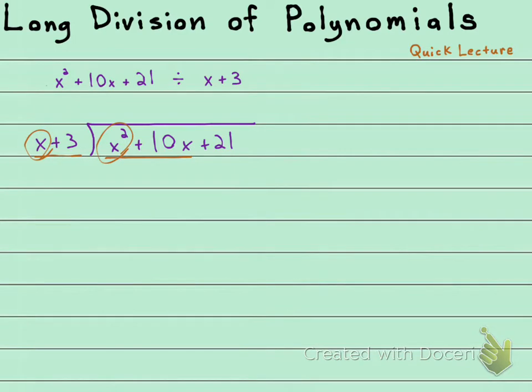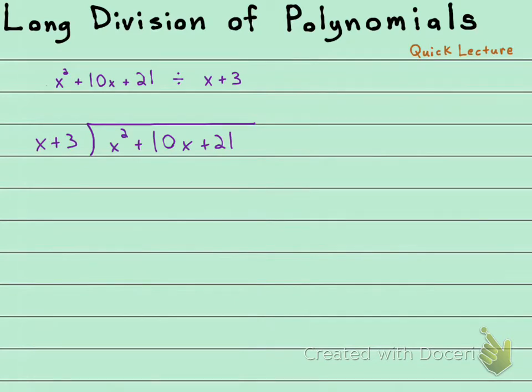x. But the way that I like to think about division is by saying, what would I multiply to get that? If you think of 8 divided by 4, you would say, what would I multiply a 4 by to make 8? And the answer is 2. So going back to my problem here, I'm going to ask myself, what do I need to multiply this x by to get this x squared? And the answer is x.